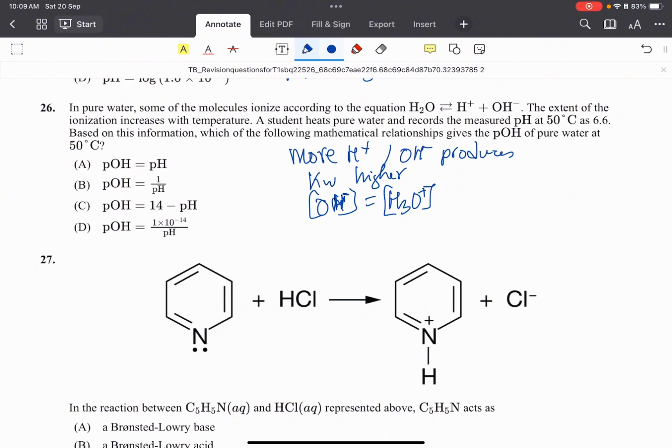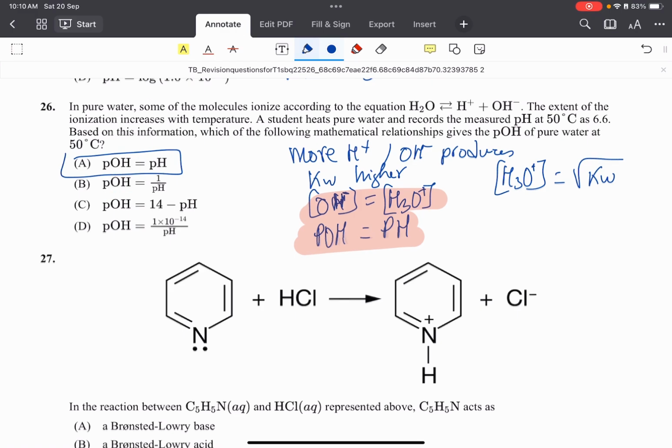So which of the following mathematical relationships gives the pOH of pure water? Okay, so if OH minus is going to be equal to H3O plus, look, here's the answer, then definitely pOH is going to be equal to pH always. These ideas remain the same. If I want to calculate, I would say H3O plus or OH minus is the square root of Kw. Here, they used this formula.